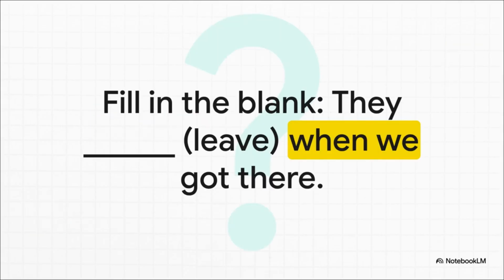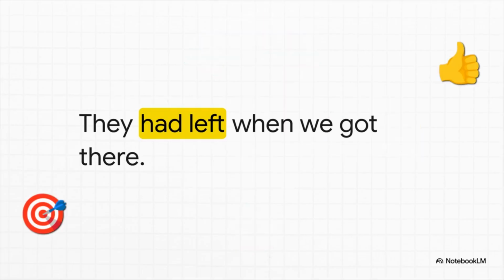Excellent. Let's try just one more. They blank leave when we got there. What do you think is the correct form here? Of course, it's they had left when we got there. Their departure happened before our arrival. See, you've totally got this.